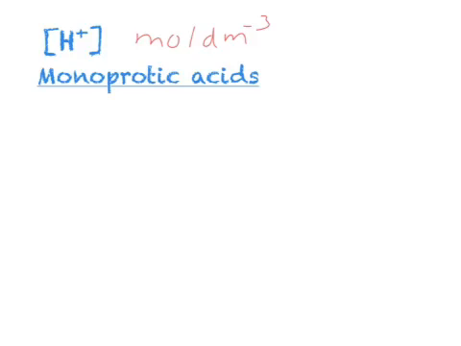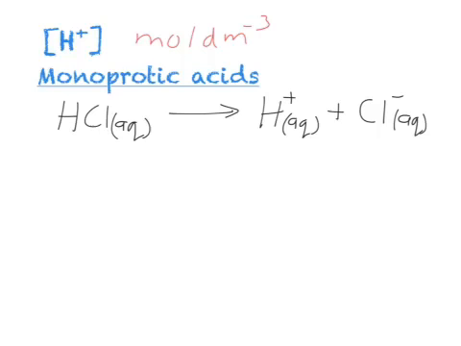In strong monoprotic acids, we know that virtually all of the hydrogen ions fully dissociate, and so we can say that the concentration of the hydrogen ions in a monoprotic acid will be the same as the concentration of the acid. So let's take hydrochloric acid, which we know is a strong monoprotic acid. What we can say is that 1 mole of hydrochloric acid will fully dissociate to produce 1 mole of hydrogen ions. So for acids such as hydrochloric acid and nitric acid, the original concentration will be the same as the hydrogen ion concentration.